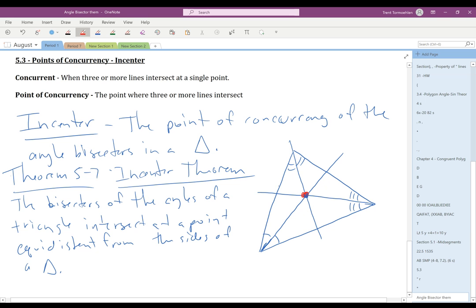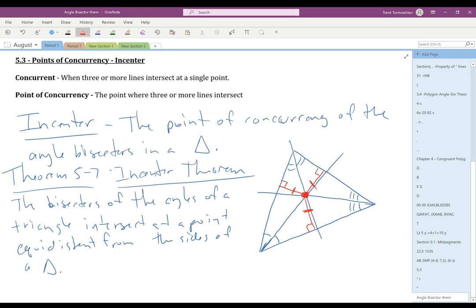And so if I draw in a distance, remember, distance from a point to a side is always at a right angle to the side. And so it looks something like that. And then these three segments are all going to be the same. That's what the angle bisector or the incenter theorem is saying, is that those three segments that go from the point to the side of the triangle are going to be the same as long as that point is the incenter.